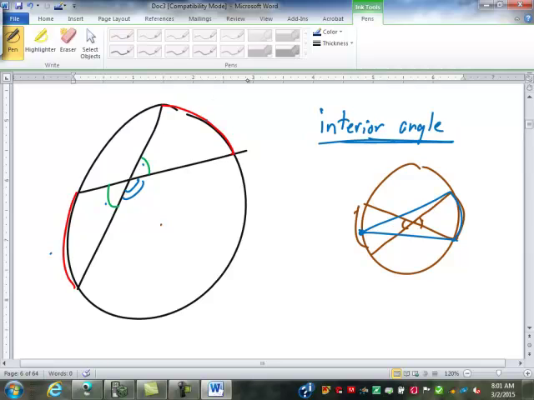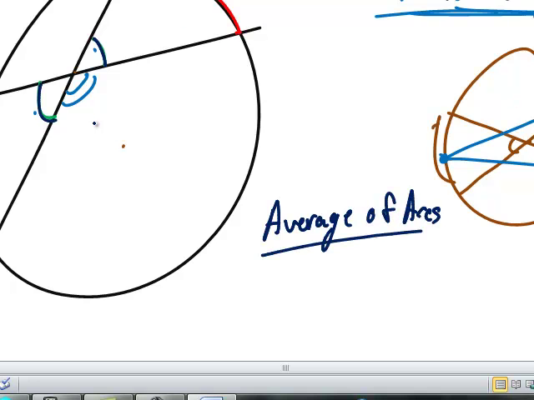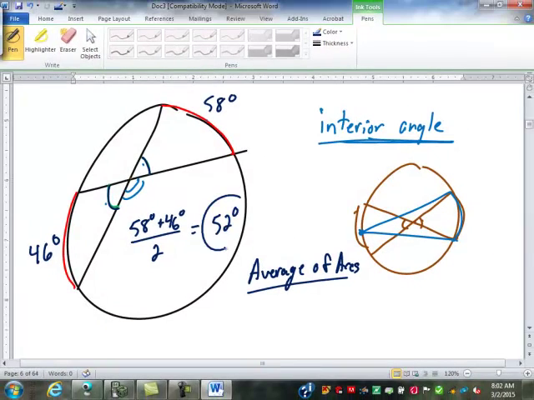To combine these two arcs, let's say that this arc over here is 58 degrees and this one here is 46 degrees. That angle has to be between those two arcs. In fact, what it is is the average of the arcs. So that particular angle is going to be 58 plus 46 divided by 2, which should give us, what, 54? No. 50. Yeah, 52 degrees.